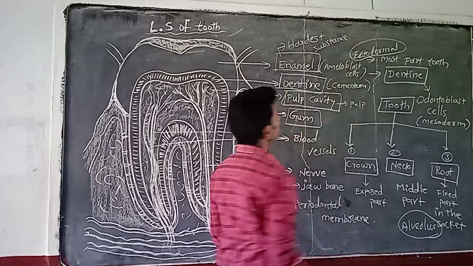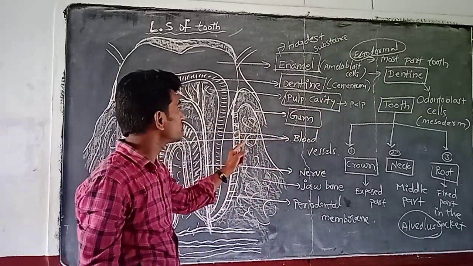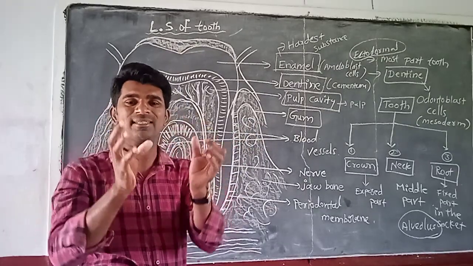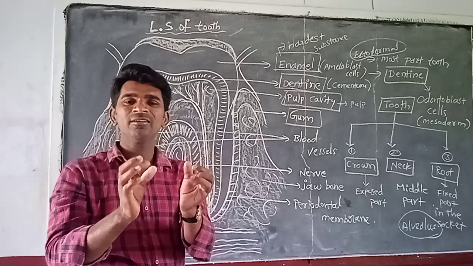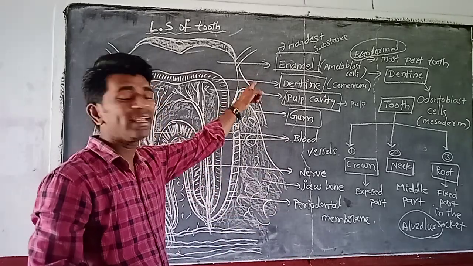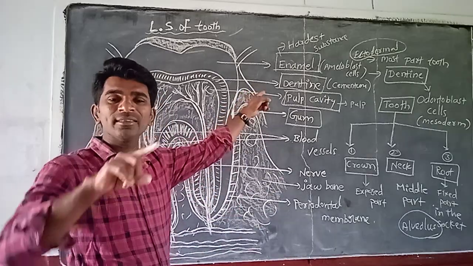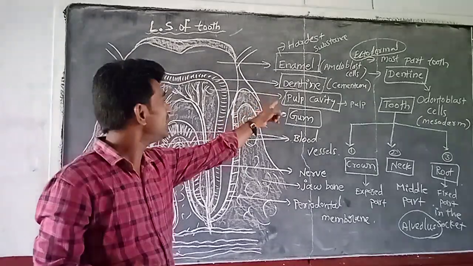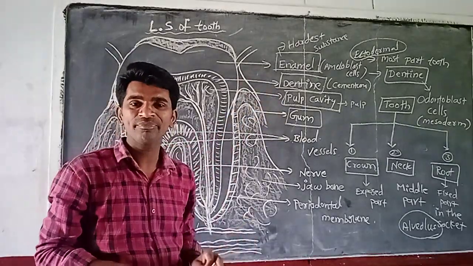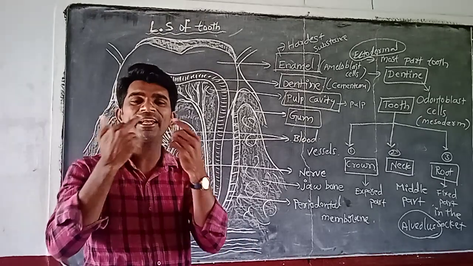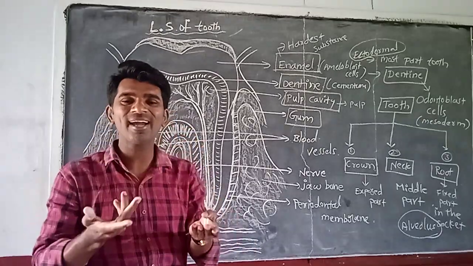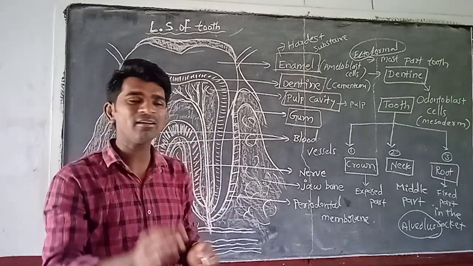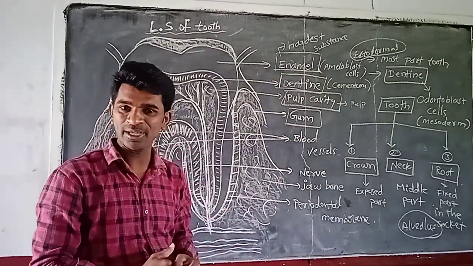When we smile, the teeth are bright and shine. What is the reason for that? The enamel layer. The dentine part is covered with a layer called enamel. Due to the presence of the enamel layer, when we smile, our teeth shine.